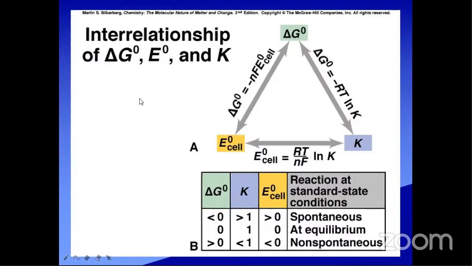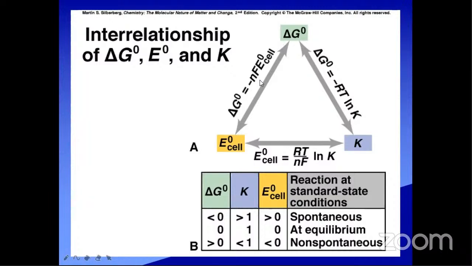That's why delta G is equal to minus NFE. See this equation: delta G is equal to minus NFE. If delta G is positive, then there is a negative term here, so E naught cell is negative. If delta G naught is positive, E naught cell is negative, so both indicate a non-spontaneous reaction. If delta G is negative, with the negative already present, E cell is positive. So the final conclusion: delta G naught negative is a spontaneous reaction, and E cell positive is a spontaneous reaction.